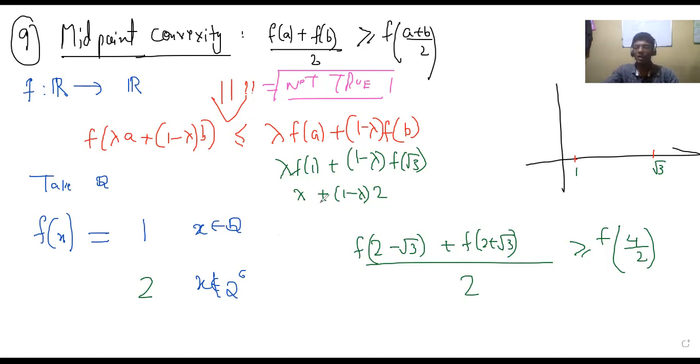So you have to pick a lambda in a way that this becomes bigger. You have to just pick a lambda rational so that this becomes irrational. And if that is irrational, then the value is big, and so the inequality will not be satisfied.